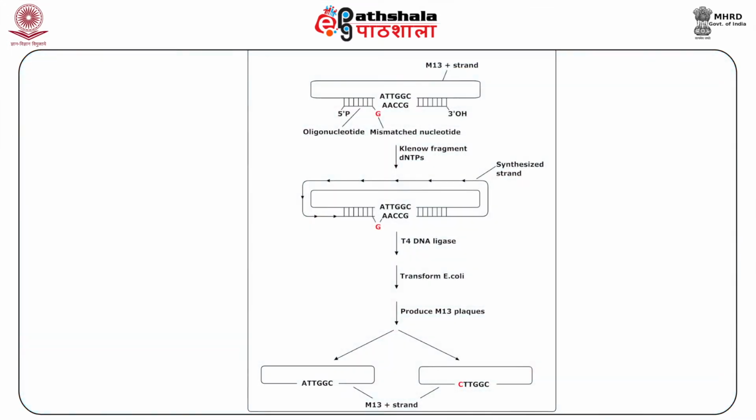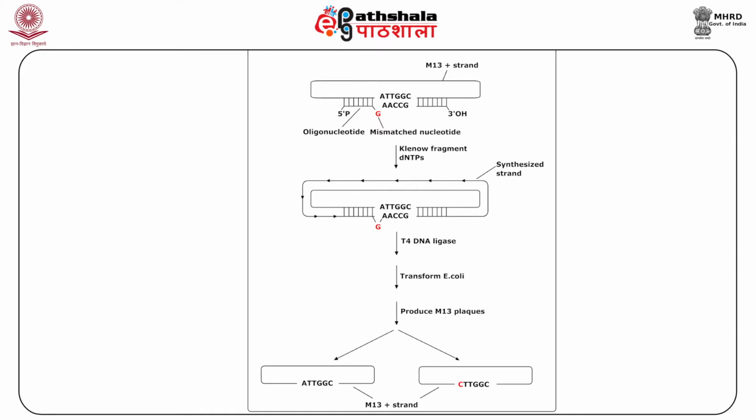This M13 plus strand, which is the single-stranded form of M13, is taken with the gene to be mutated. It is mixed with oligonucleotides which harbor a stretch of DNA with a mismatched nucleotide at one location. In this figure we can see that TTA codes for leucine. Now we want it to be modified to isoleucine. So it can be modified to ATA, which is the codon for isoleucine.